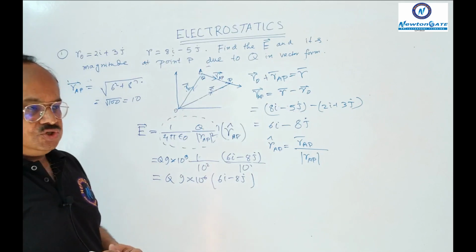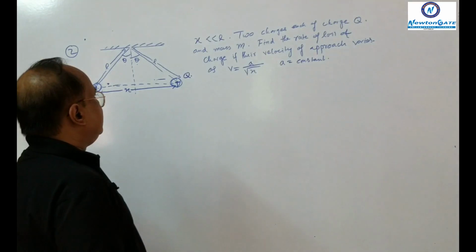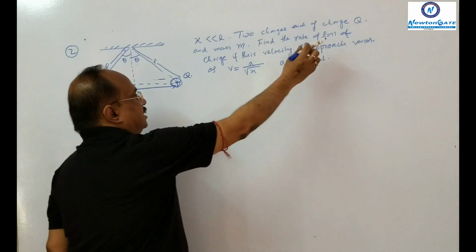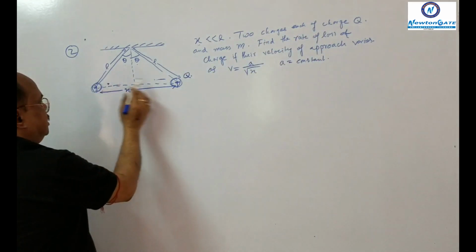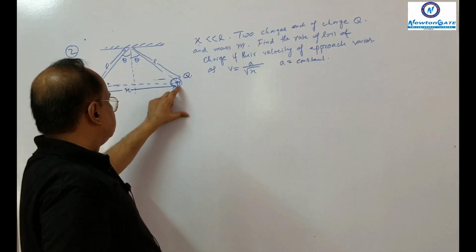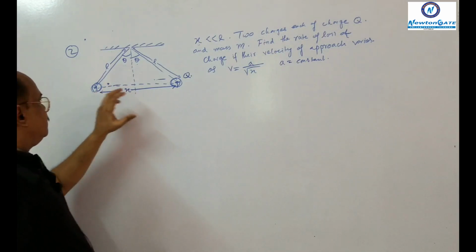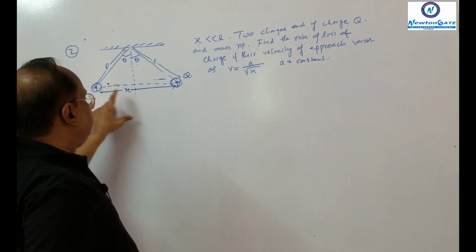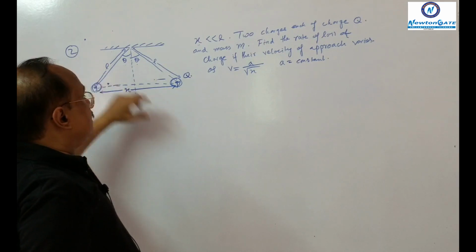Next question I am going to take. Let there be two charges, each of charge q, and the mass of the two charges is given as m. The mass of this charge is also m, and mass of this charge is also m. This is our second sum, let me tell you.